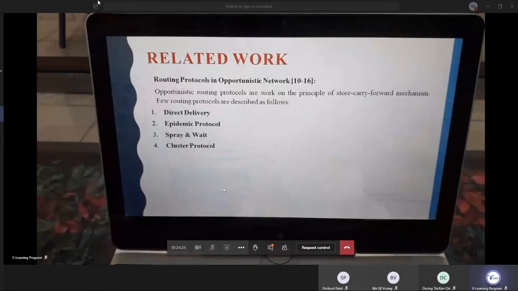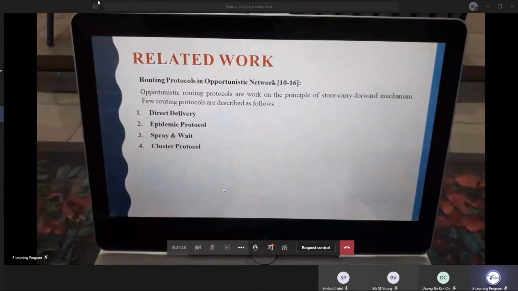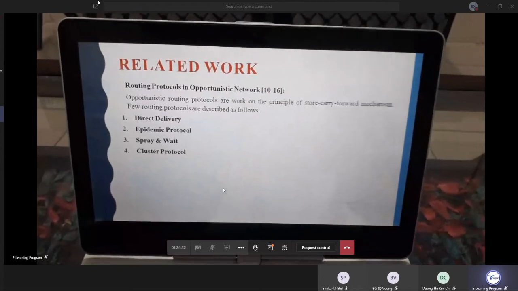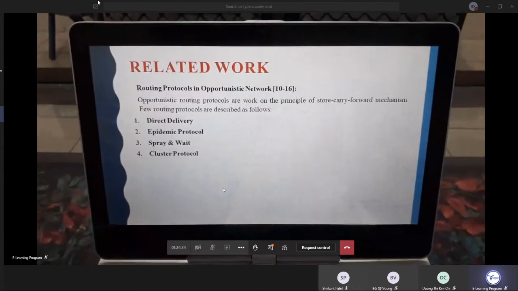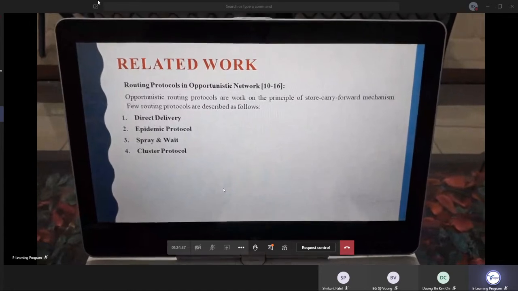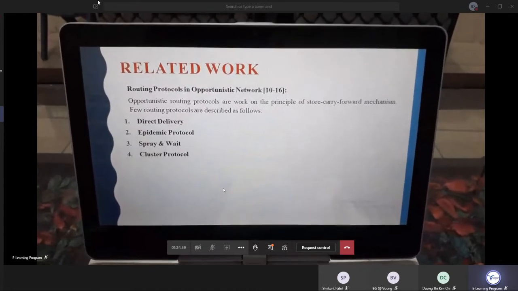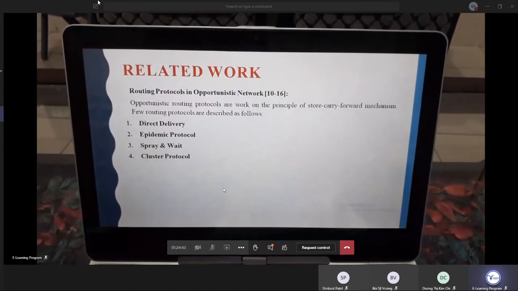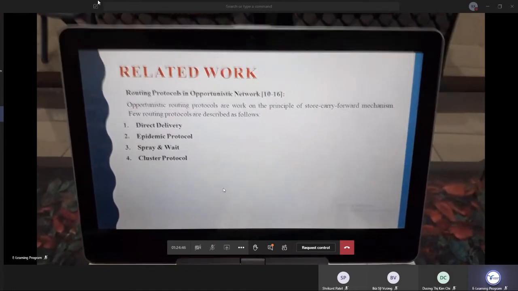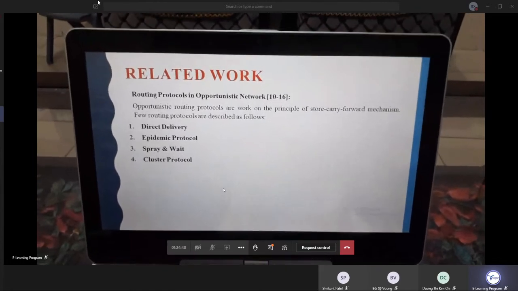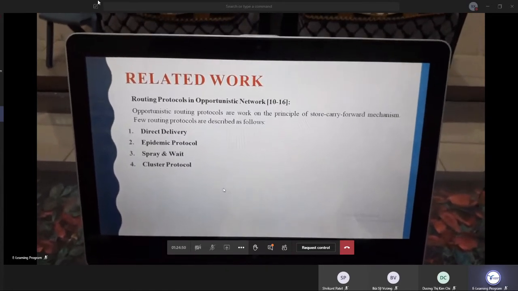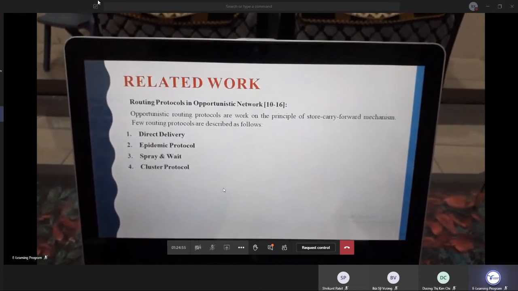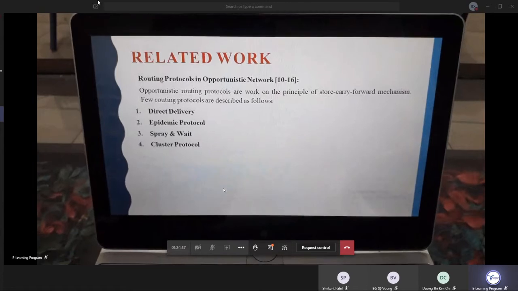Now, the related work. Various effective routing protocols are proposed in mobile ad hoc networks due to their low cost of development, like hybrid group key management for heterogeneous networks and other routing protocols. But routing in opportunistic networks works in a different way.